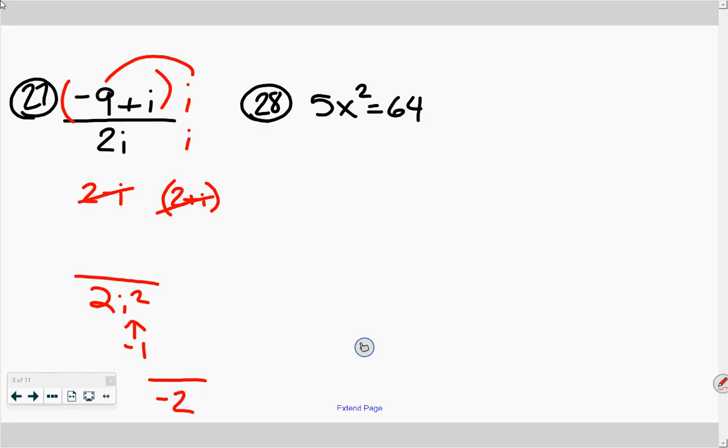Okay, so that's going to be a negative 9i. And then i times i, we just said, was i squared, and i squared is equivalent to a negative 1.